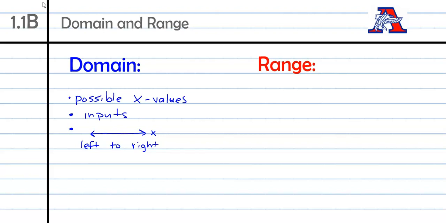Range, similar idea. If domain is the possible x values, range is your possible y values. And your y values, if you're talking about a function, are your outputs. Looking at a graph, your y-axis is your vertical axis, so it's your down to up. How far down does your graph go? How far up does your graph go?